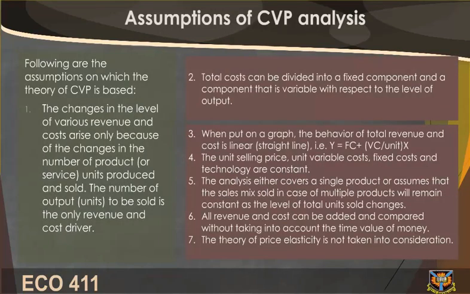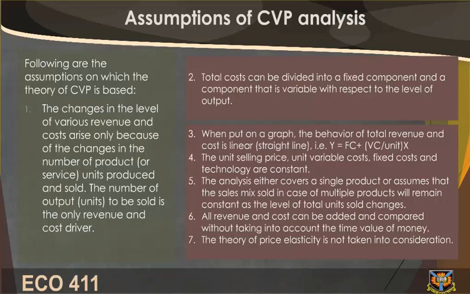Assumptions of CVP analysis. The following are the assumptions on which the theory of CVP is based. 1. The changes in the level of various revenue and cost arise only because of the changes in the number of product or service units produced or sold. The number of output units to be sold is the only revenue and cost driver. 2. Total cost can be divided into a fixed component and a component that is variable with respect to the level of output. 3. When put on a graph, the behavior of total revenue and cost is linear, that is a straight line.